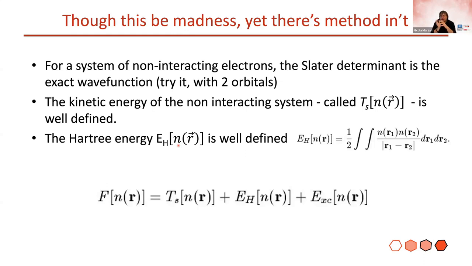And then they said, let's add to this universal functional some kind of model of the electron-electron interactions in terms of a Hartree electrostatic repulsion. And then everything else that is left is swept under the rug of this exchange correlation potential.